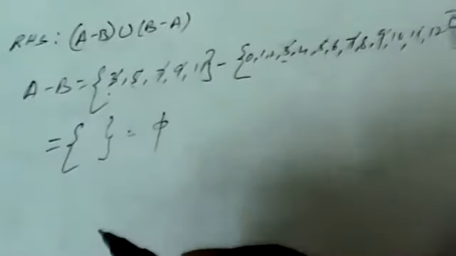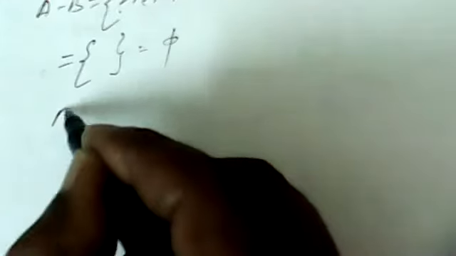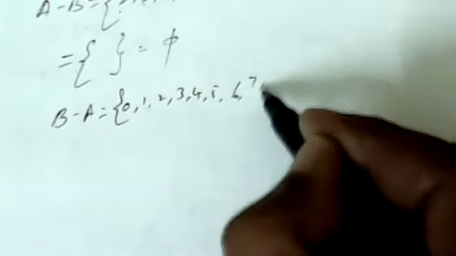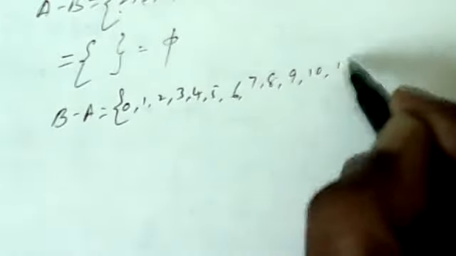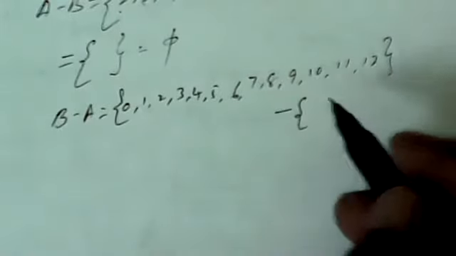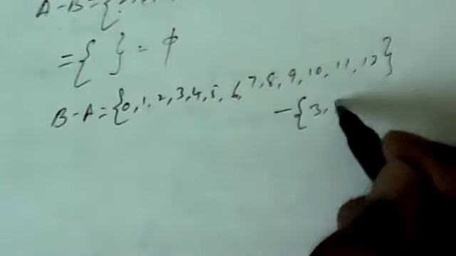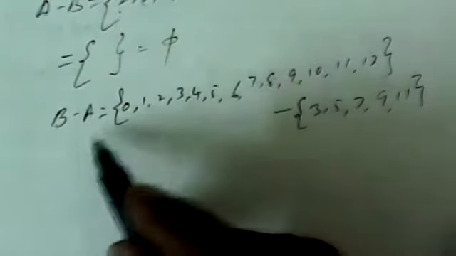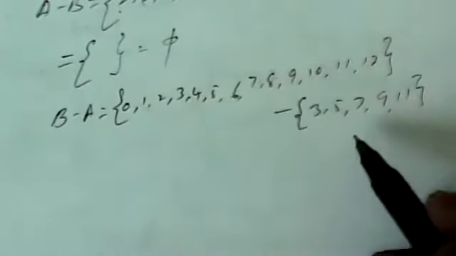Now let us see B minus A. B minus A. So in B we have 0 to 12: 0, 1, 2, 3, 4, 5, 6, 7, 8, 9, 10, 11, 12, minus A, which is 3, 5, 7, 9, 11. Now we are bothered about only set B here, and B minus A should contain elements of set B that are not in set A.